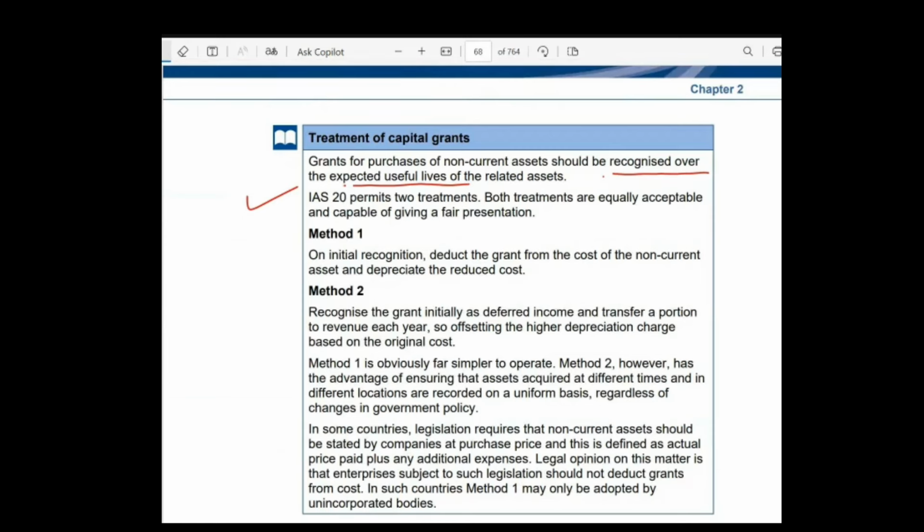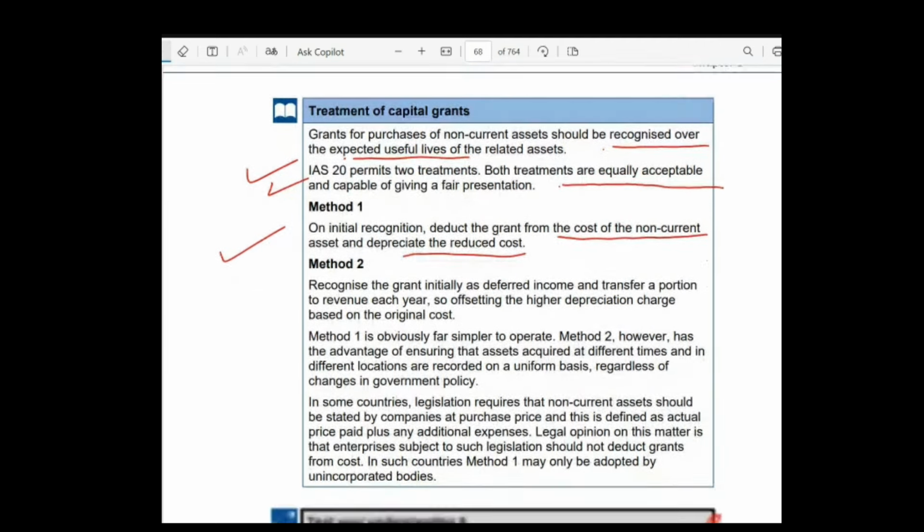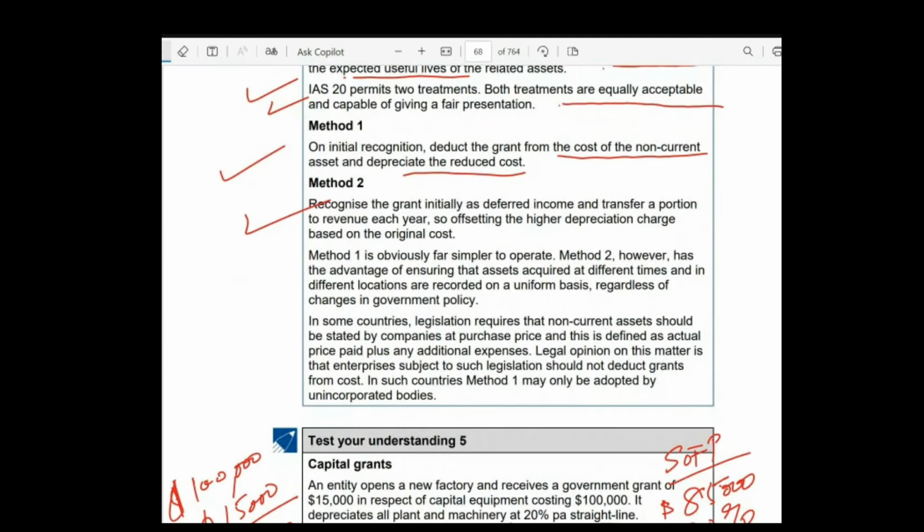An entity opens a new factory and receives a government grant of 15,000 in respect of capital equipment costing 100,000. It depreciates all plant and machinery at 20% on a straight-line basis. Read carefully the information given and see what is required. Show the statement of profit and loss and the statement of financial position extracts, meaning only the specific part of the financial statements relating to the grant for the first year under both methods.